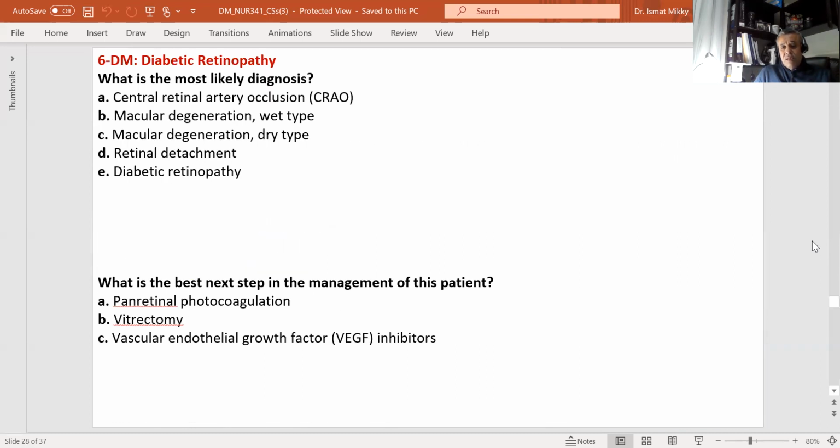So another case study. The most likely diagnosis for this patient is diabetic retinopathy. Diabetic retinopathy is the result of microvascular retinal changes due to diabetes. High blood sugar leads to changes in the basement membrane in the retina and results in small blood vessels that will rupture and result in hemorrhage.